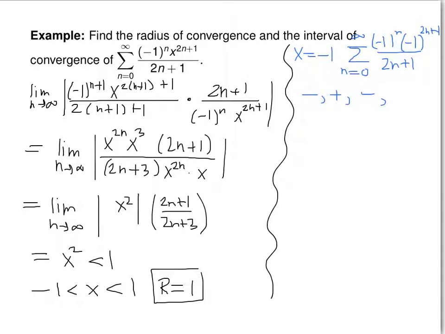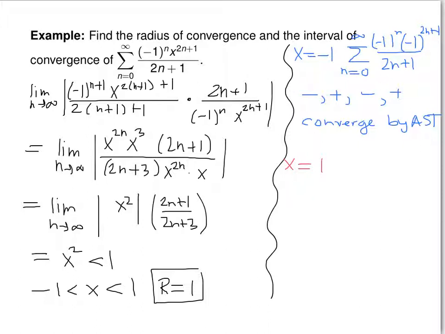But check one more. Check 3. Negative 1 cubed would be negative. The second negative 1 would be negative 1 to the 7th, which would also be negative, giving you a positive. So this will converge by the AST. And x equals 1 is a lot easier, actually.